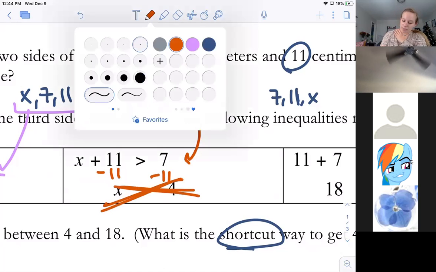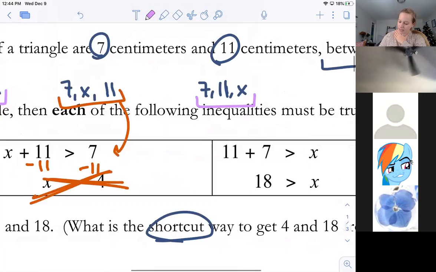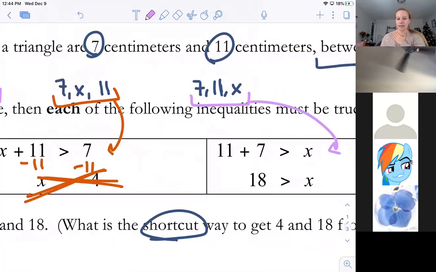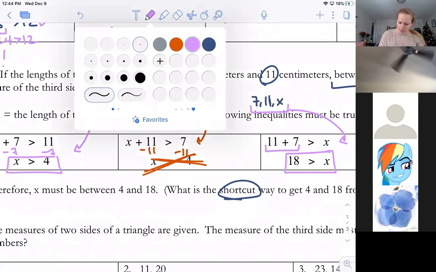Now my last pair is if I do 7 and 11 are the 2 smallest sides and see if they are greater than X, the biggest side. In that one, I add X plus 7 together and I get 18, and 18 is greater than X. So we crossed off that middle one, but the 2 on the outside are true. X must be greater than 4, but 18 is bigger than X. Let's draw that on a number line.